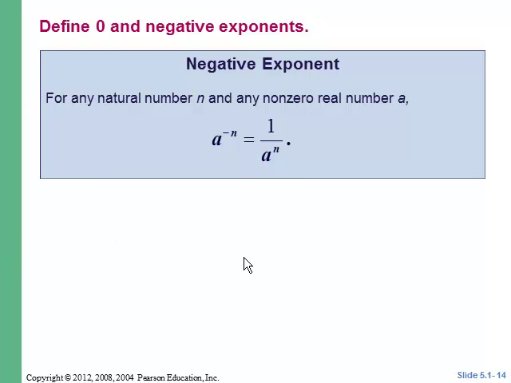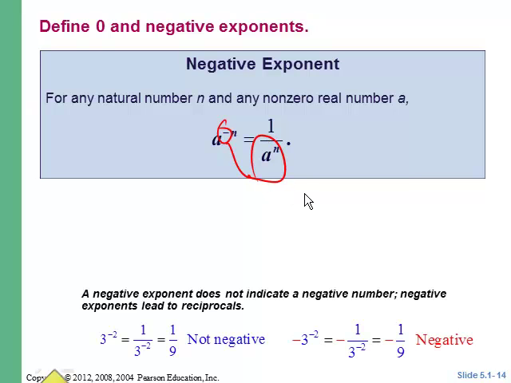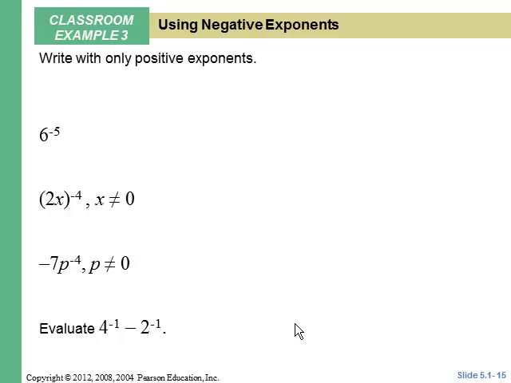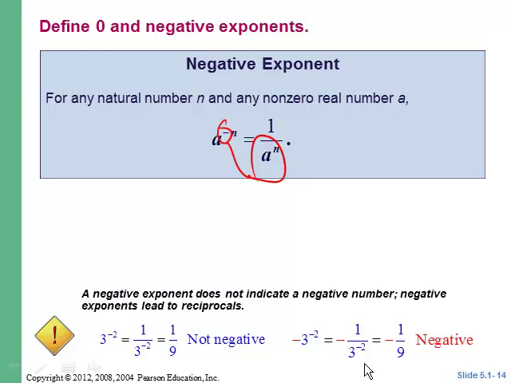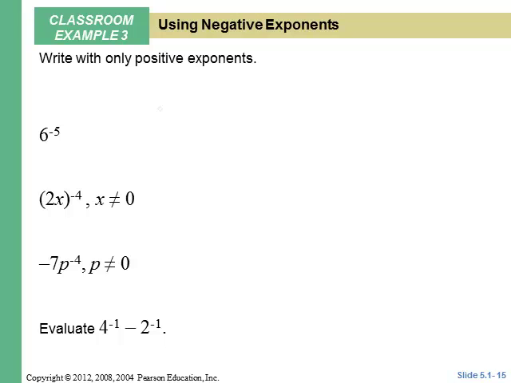How about negative exponents? Well, a negative exponent means to switch numerator and denominator, or take the reciprocal of the number. Notice, 3 to the negative second is 1 over 3 to the second. The opposite of 3 to the second is negative 1/9. So notice the difference between those two.